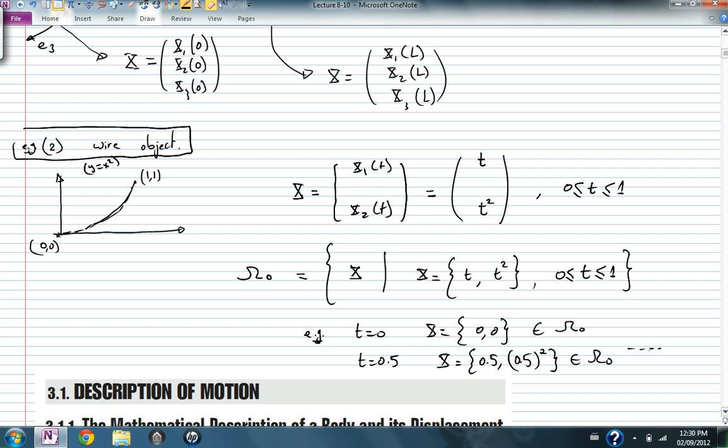And so any object in space can be described as a set of vectors. These sets of vectors represent the different points within that object.